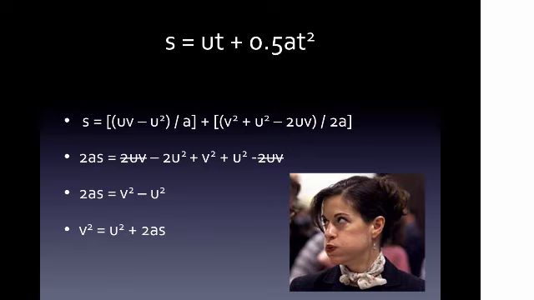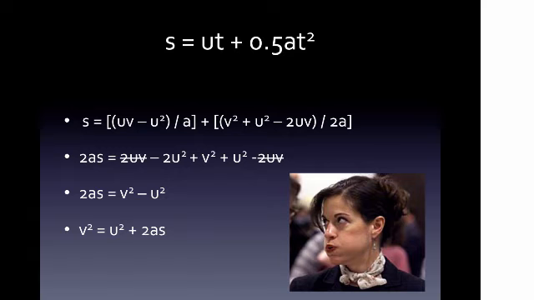This is some more algebra, and here we go. 2uv gets crossed out, and you're left with 2as equals v squared minus u squared. Switching that around gives you v squared equals u squared plus 2as. What this tells you is the final velocity squared is equal to the initial velocity squared plus 2 times the acceleration times the distance traveled. So this is a conclusion of the four equations that I've shown you.